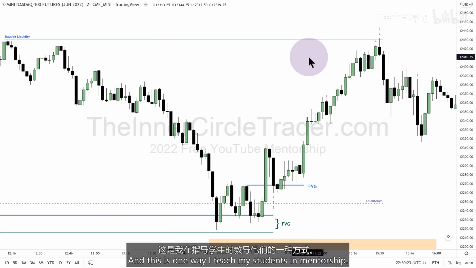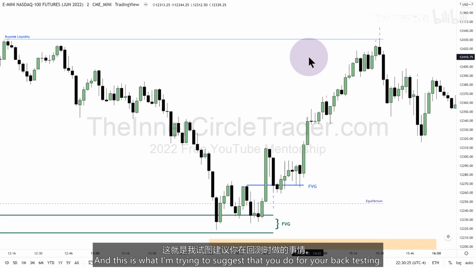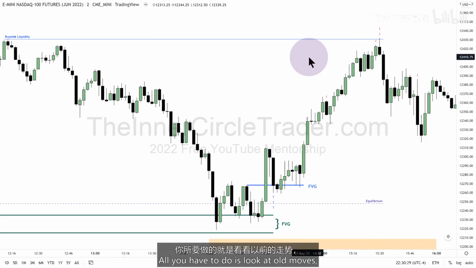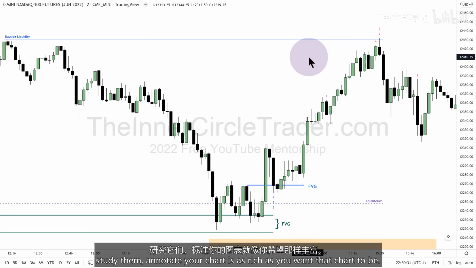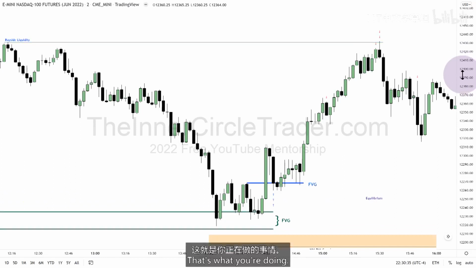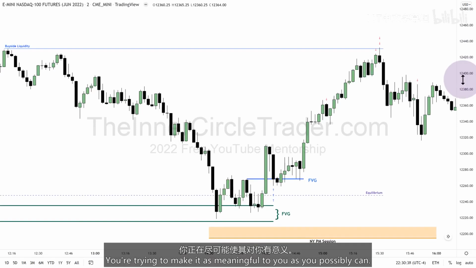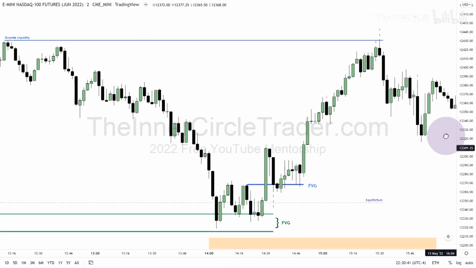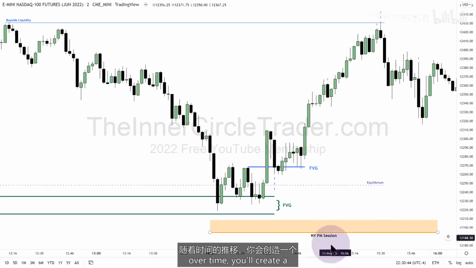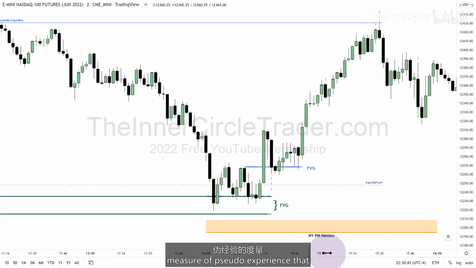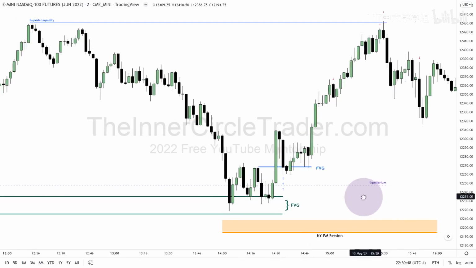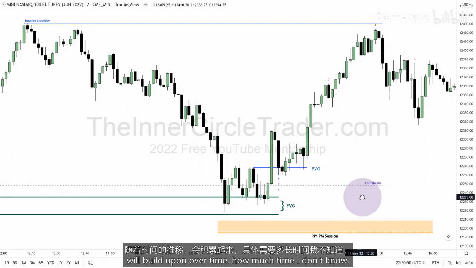And this is one way I teach my students in mentorship. And this is what I'm trying to suggest that you do for your back testing. All you have to do is look at old moves, study them, annotate your chart. As rich as you want that chart to be, that's what you're doing. You're trying to make it as meaningful to you as you possibly can. And over time, you'll create a measure of pseudo experience that will build upon itself.